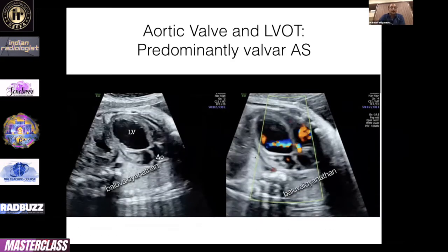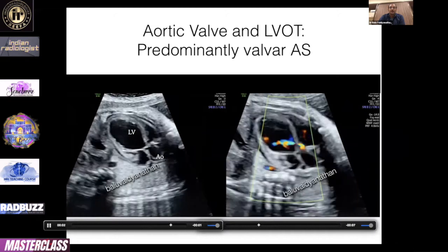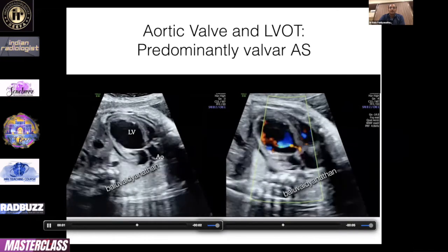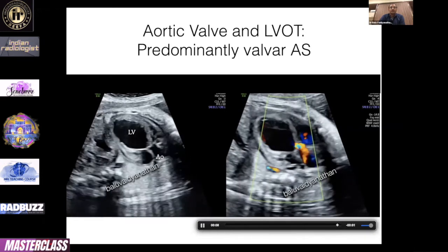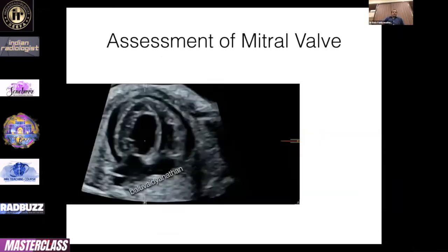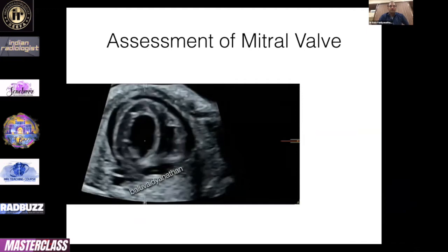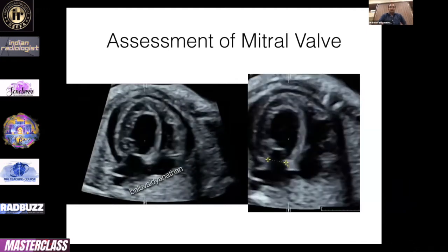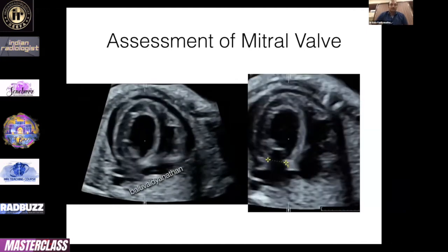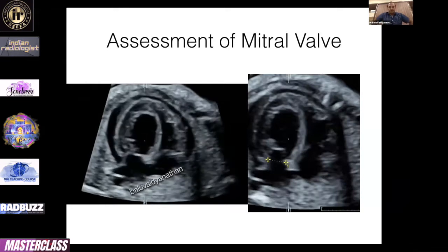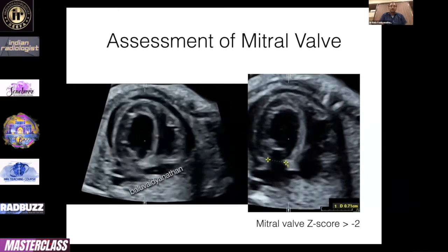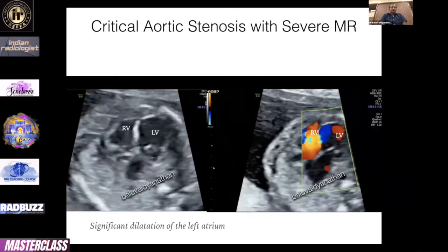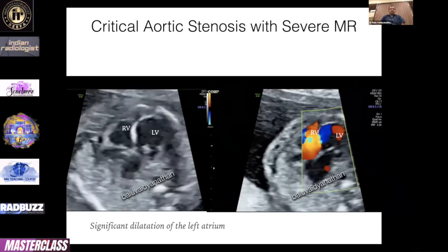And again, in the next pictures, you see the thickened aortic valve with a clearly turbulent flow across the LVOT. So this is an example of a predominantly valvar aortic stenosis. It is also important to look at the mitral valve size here, because there are some new forms of treatment which are now coming up for this entity. So measure the mitral valve size and look at the Z score also, and make sure that the mitral valve is good sized.